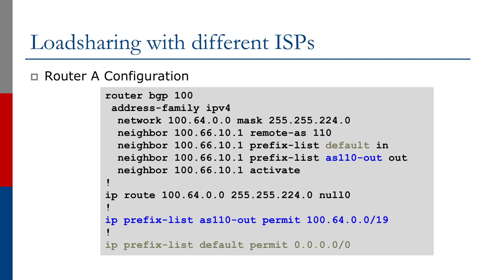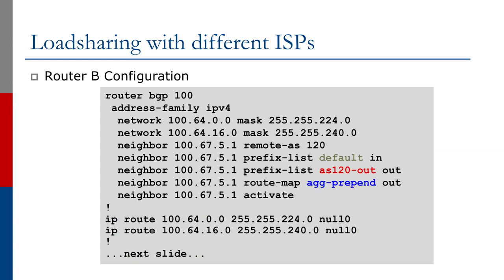We still need redundancy, of course, and that's what our aggregates do. And of course, our upstream providers still announce the default route. If we look at router A, it's a simple configuration. The default is allowed in, the aggregate is allowed out. Router B is where the traffic engineering happens. We let the default in, but outbound, not only do we allow our aggregate out, we also let one subnet of the aggregate, in this case the /20. And we have the route map ag-prepend, which looks for the aggregate and does the prepend.